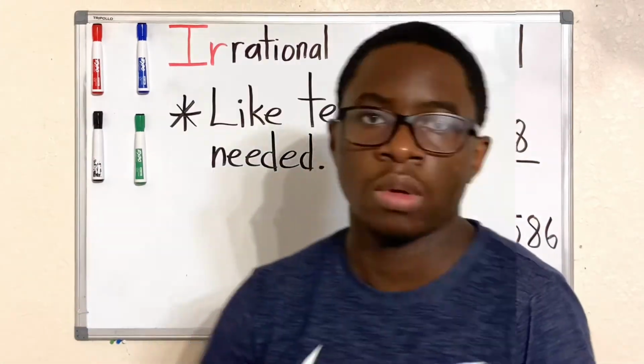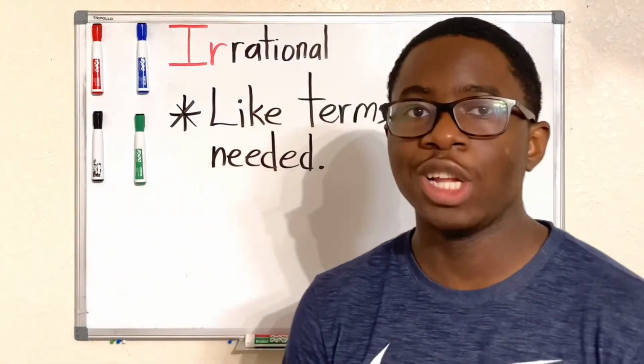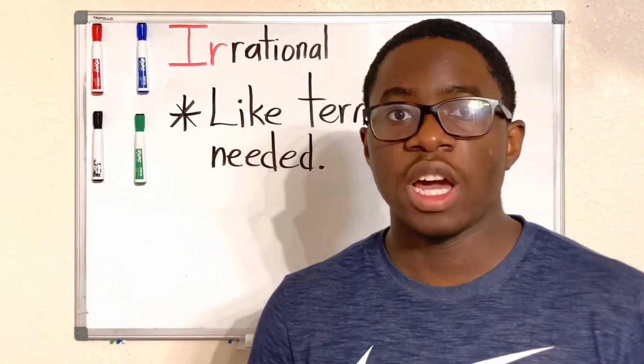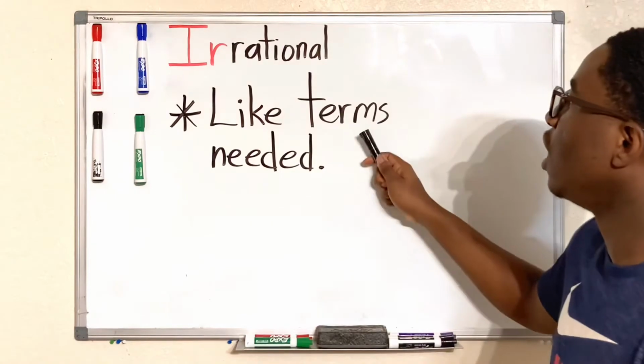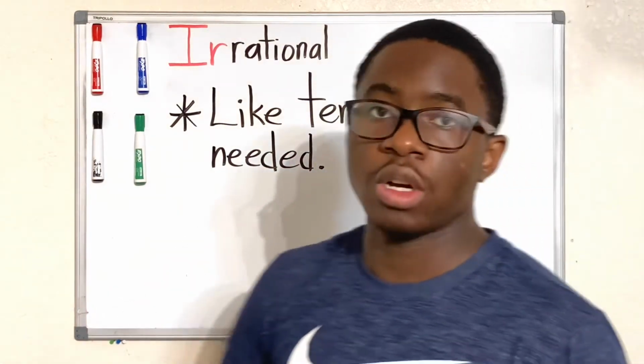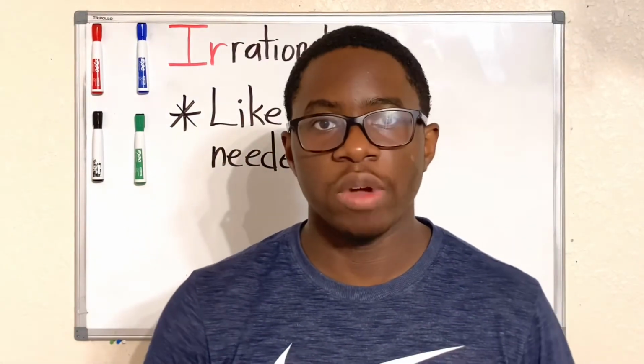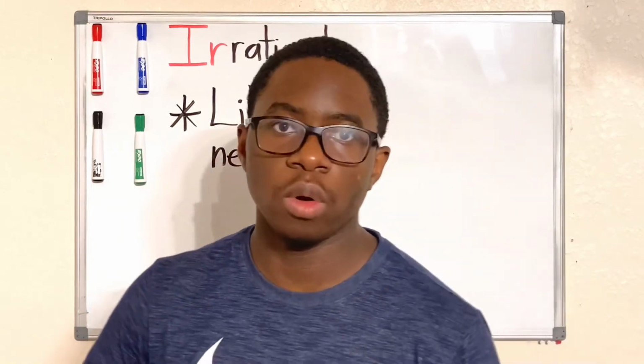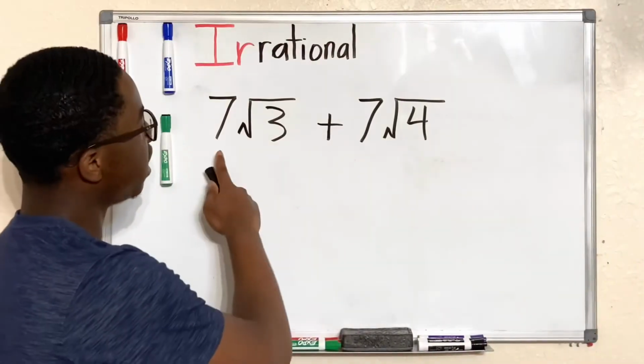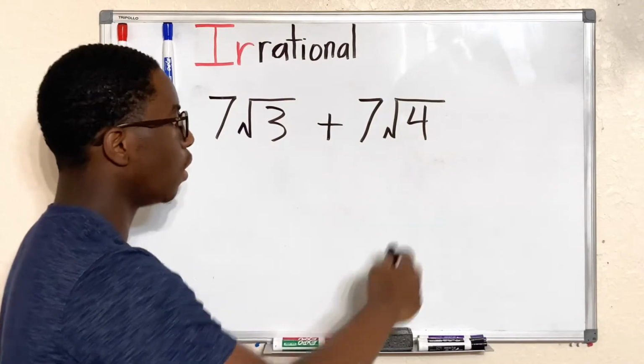Considering irrational numbers, one rule that you always need to keep at the back of your mind is that they need to have like terms. Without like terms, you cannot add irrational numbers together. It just won't work. Here's an example. Here we have 7 root 3 plus 7 root 4.